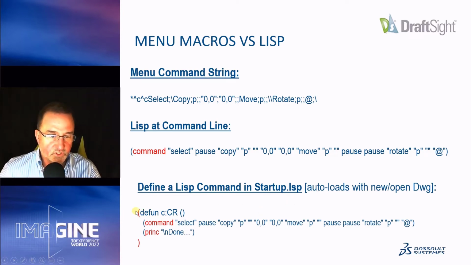And so how this works is we start with an open parenthesis. We define the function. It's a command function called CR. We have no variables to declare, so it just open and close parenthesis. And then there's that sequence.